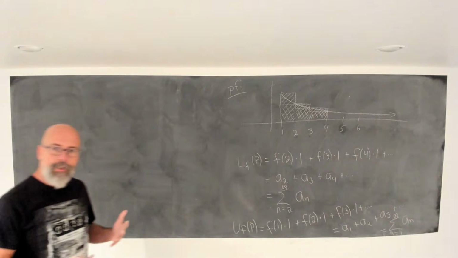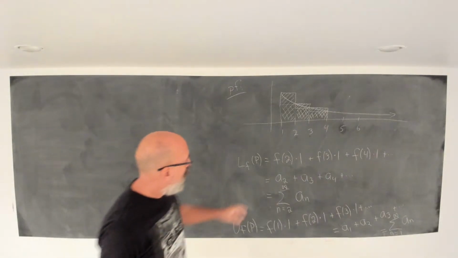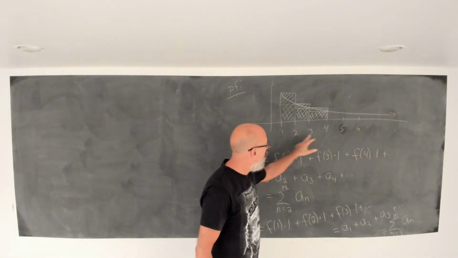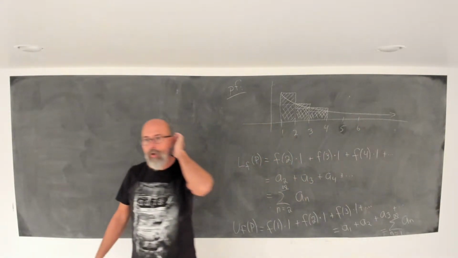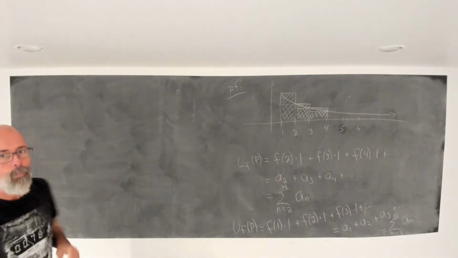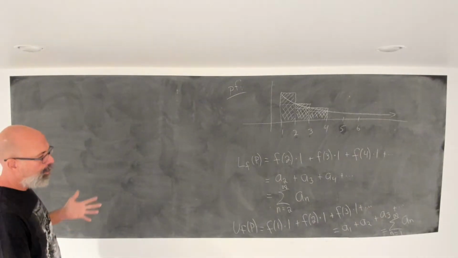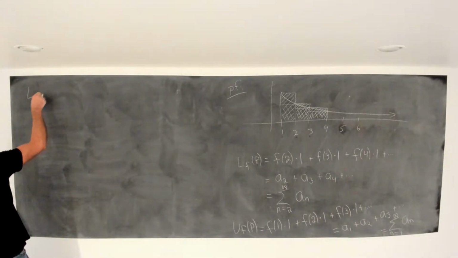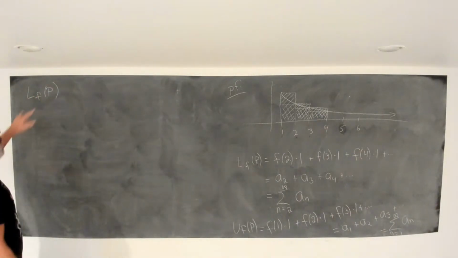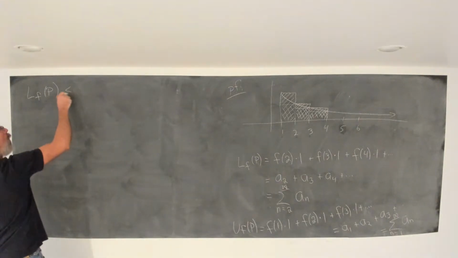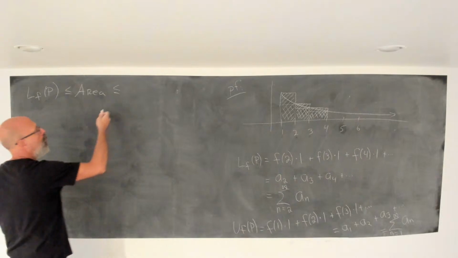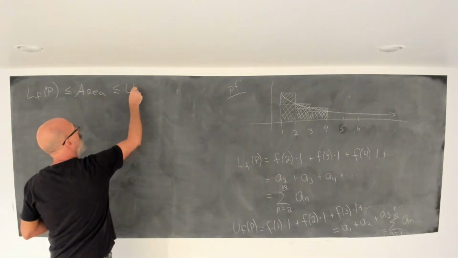And now if we put all of this together, P for partition, it's the set of numbers 1, 2, 3, 4, 5, 6, and so on. So now let's put all of this together. You know from your work on Riemann sums that the lower sum is always less than or equal to the area under the graph, which in turn is less than or equal to the upper sum.